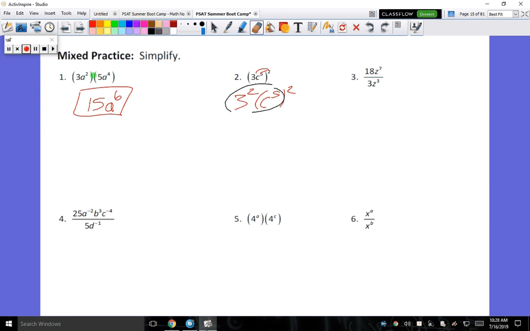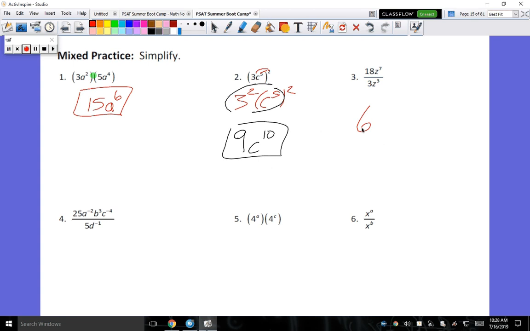What does 3 squared simplify to? 9. And what would the c become? C to the power of 10. Okay? That's kind of big. If you want to make a mark on your notes, that's fine. But that is a common misconception within people who are at the level you're at right now. What do 18 and 3 become? 6. And what happens with the z's? Subtraction. So z to the what?